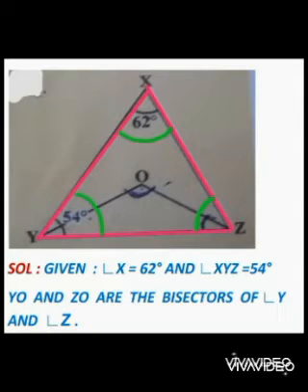So let us move to the solution, children. What they have given in the question, angle X is equal to 62 degrees and angle Y is equal to 54 degrees, means angle XYZ is equal to 54 degrees. So here again they have given YO and ZO. YO is a bisector of angle XYZ and ZO is a bisector of XZY. So you have to find out the value of YOZ and ZOY. These two angles you have to find out.